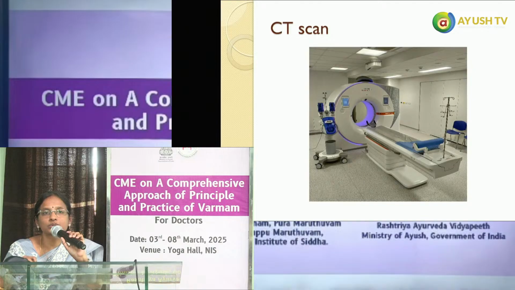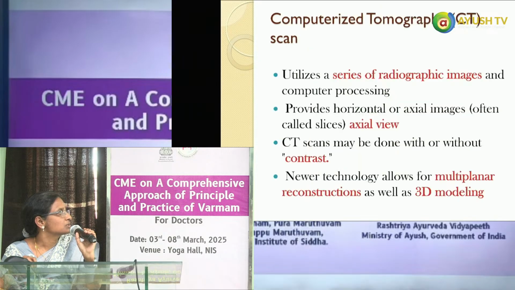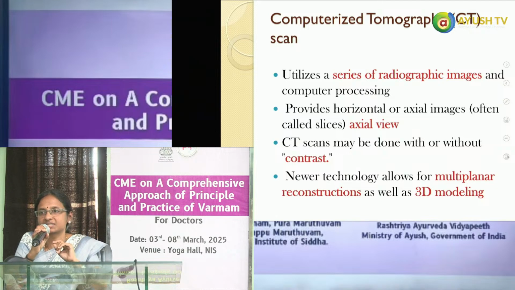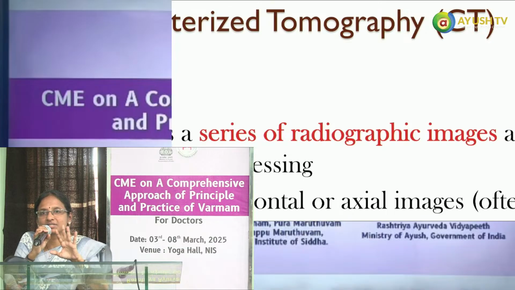So next we go to CT scan. So that is how the CT scan tube and the console is. So CT scan என்கிறது ஒரு single X-ray பதிலா you have a series of X-rays taken with the computer processing. So that is the basic physics of a CT scan, computerized tomography.